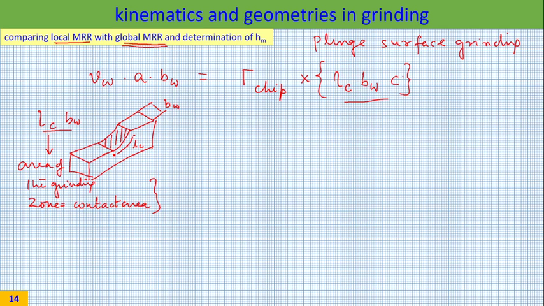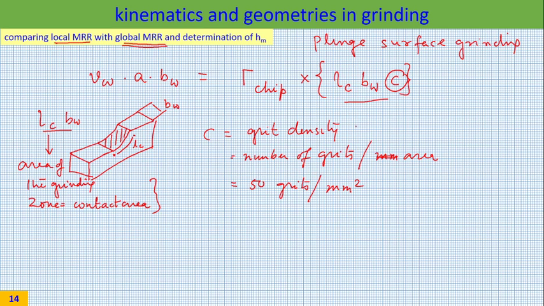So that's what we are going to do. Contact area, and that we are multiplying by a term called C. What is this C? This C is called grid density, and it is calculated as number of grids per unit area. So it is, say, 50 grids per millimeter square. After some time we'll introduce two concepts: static grid density and dynamic grid density. For the time being, let us assume that it is simply known as grid density.